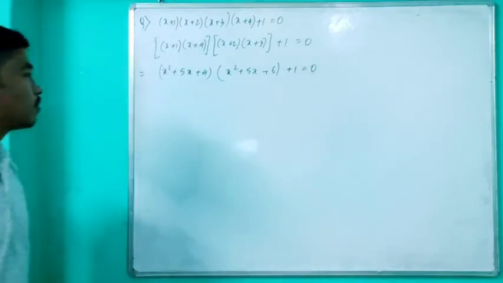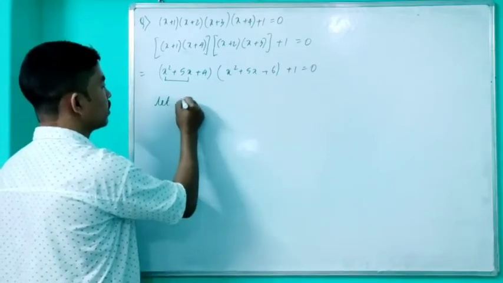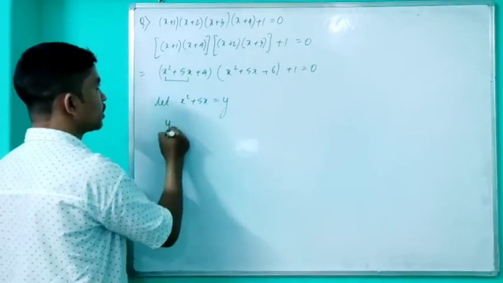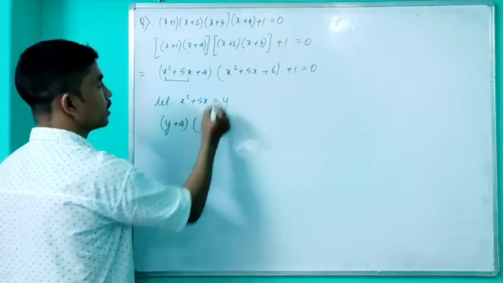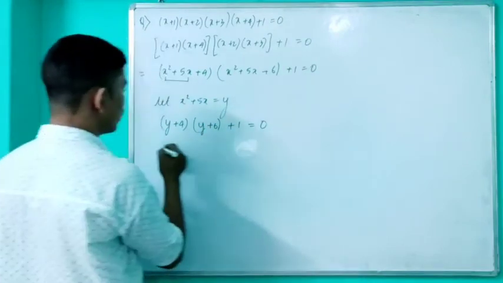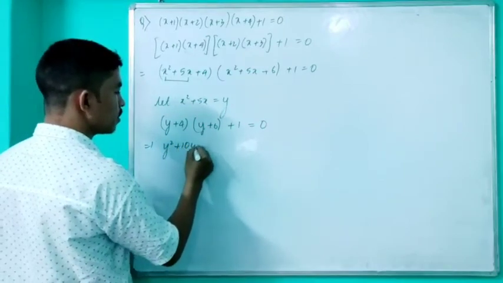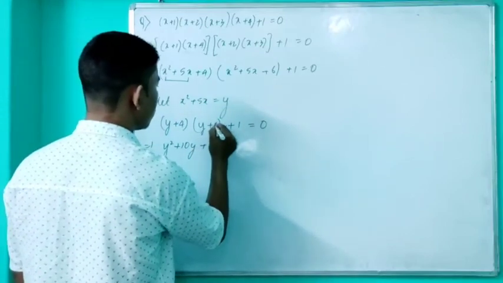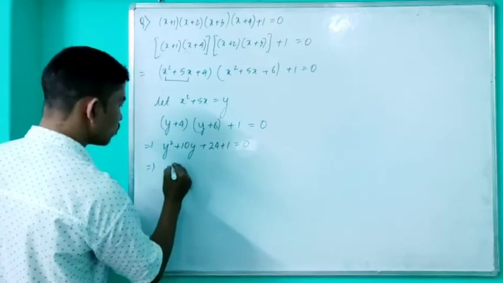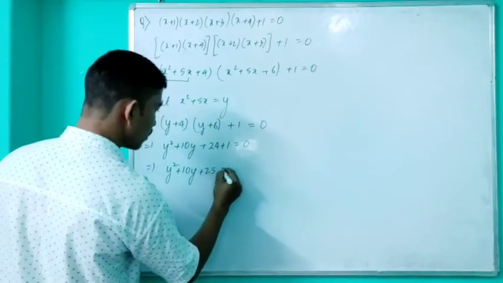So once we reach here, what will I do? I'll substitute this one as some other third quantity. Okay, so I'll write let x square plus 5x is equal to y. So putting the value there, I get y plus 4, and there also y plus 6 plus 1 equals to 0. So on multiplying these two, I get y square plus 10y, then plus 6 4 is 24 plus 1 equals to 0, and this gives y square plus 10y plus 25 equals to 0.